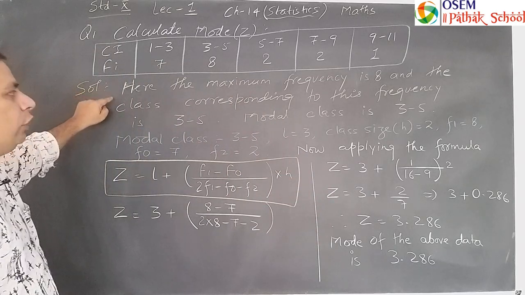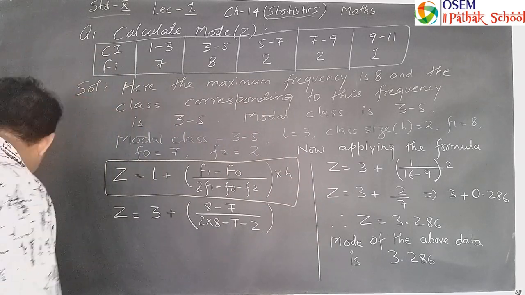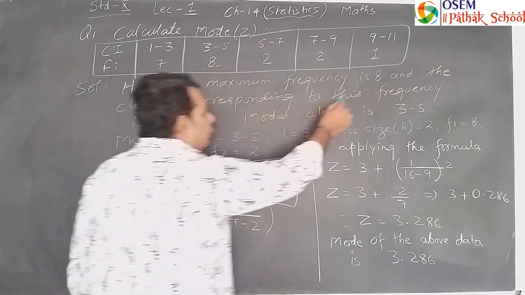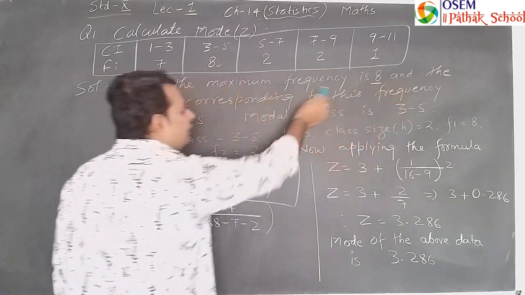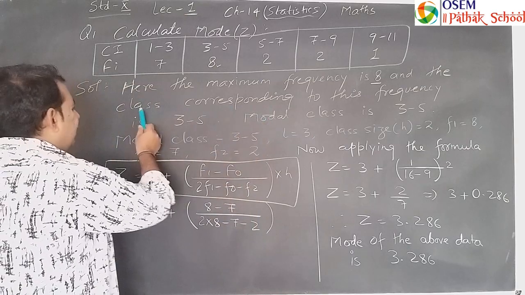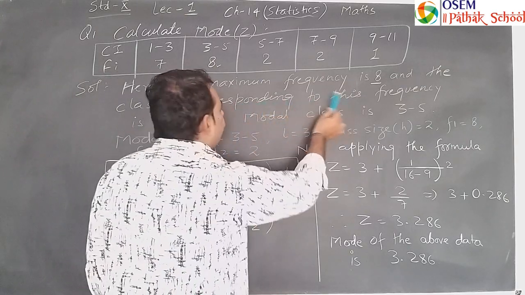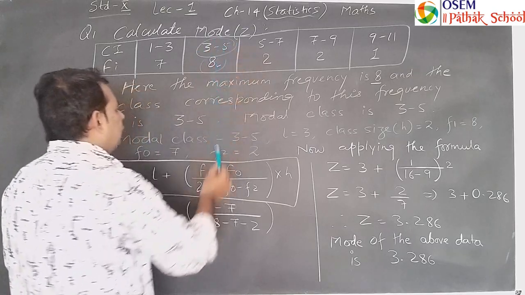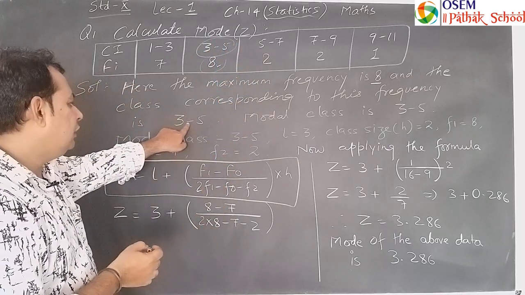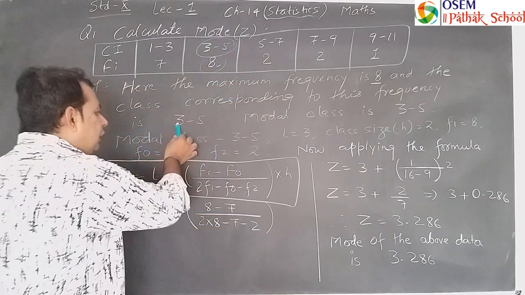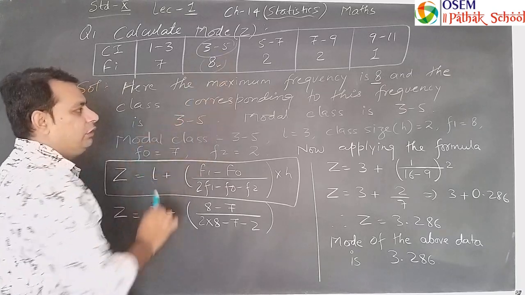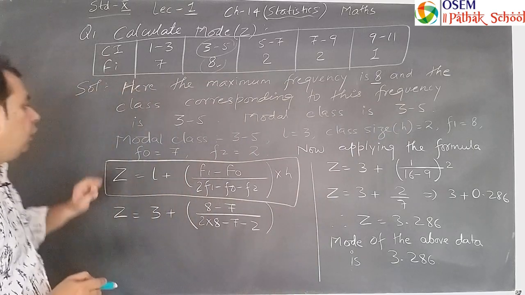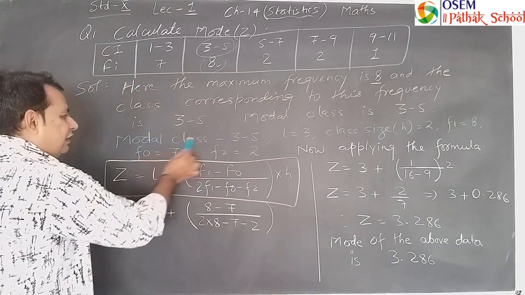Now I am taking out the solutions. Already you can see which is the highest frequency over here, 8. So I have written the highest frequency is 8. Now the class corresponding to this frequency 8, which class is in front of it? 3 to 5. That 3 to 5 is the class interval. So the modal class is 3 to 5.